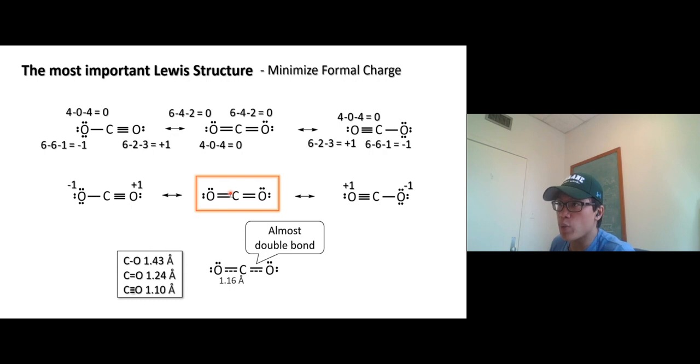How do you know which one is the most important Lewis structure if there are multiples? Well, the one that's more stable. Usually the stable one is the one that has the lowest formal charge combined in total. So this is neutral, and this has -1, +1, +1, -1. The neutral one wins, basically.